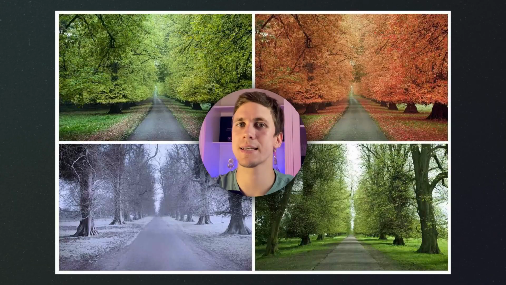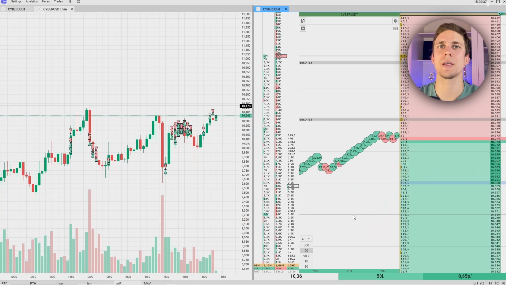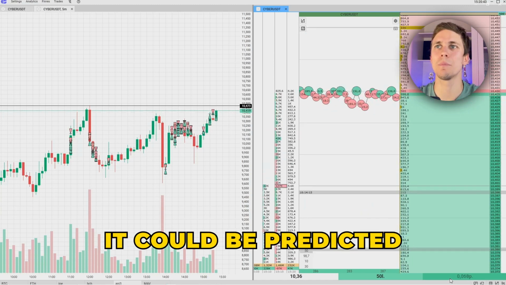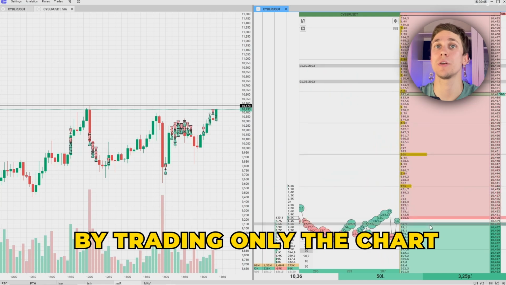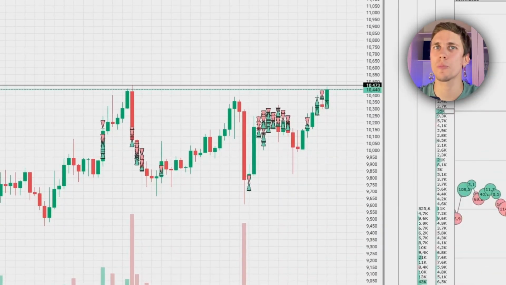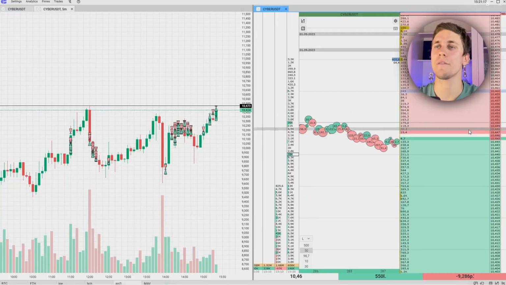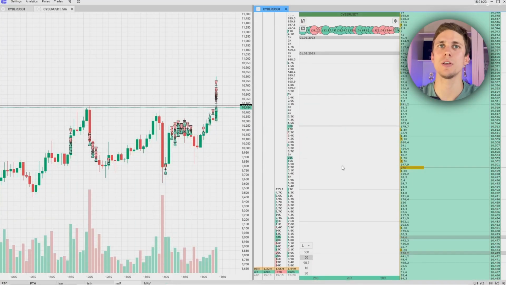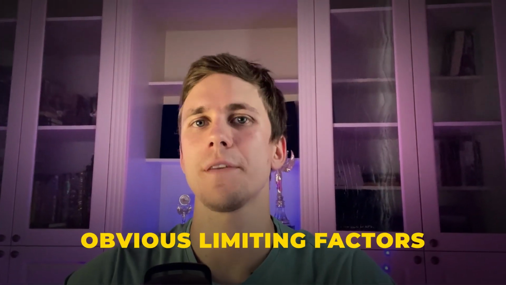But there are seasonalities, we shouldn't forget about this. Let's see an example. There is a breakout pattern and it could be predicted by trading only the chart. We see many touches of the level, we see activity before the breakout, and finally we have this breakout work out with fixations. We really could trade it using only the chart. But ultimately we see obvious limiting factors for trading only the chart. I would say it seems old-fashioned.